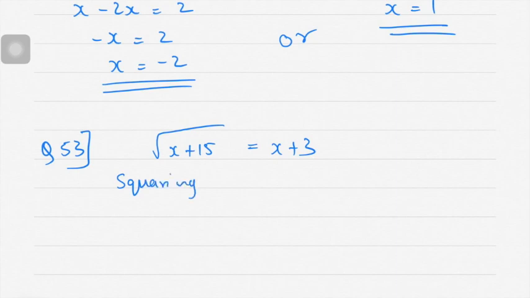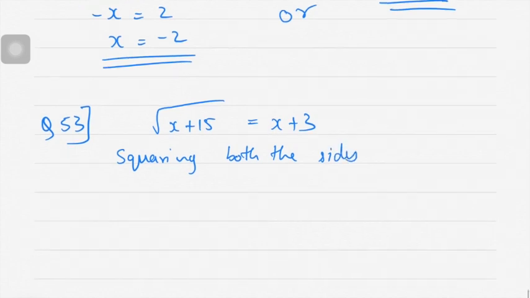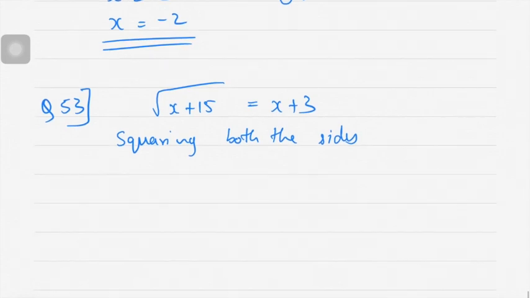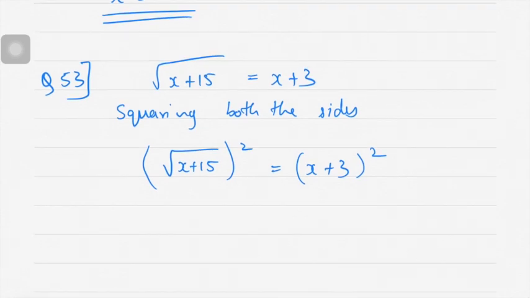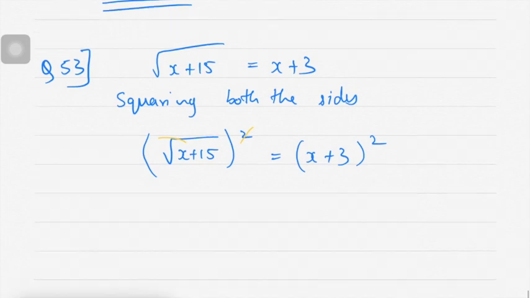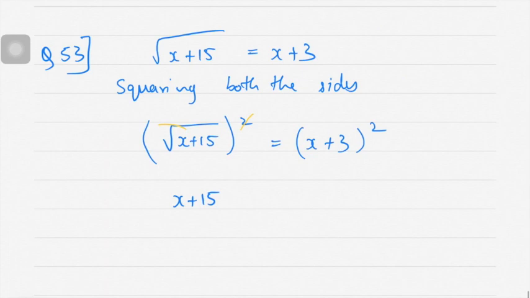Okay. I want to remove this square root. Okay. So what I'll do is squaring both the sides. Squaring both the sides. You always have, if you are squaring, you have to square both the sides. You cannot square one side. Okay. So square root of x plus 15 square and x plus 3 square. Okay. Now square and square root you can cancel. So what is remaining? X plus 15 is remaining.